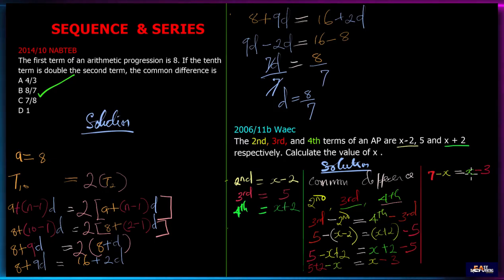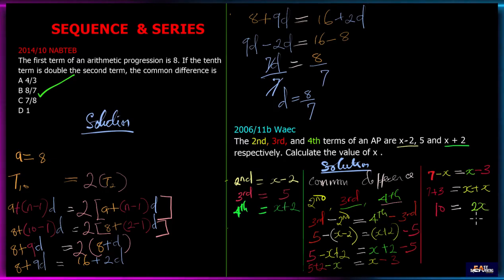We can now collect like terms, letters to letters, numbers to numbers. So here we have 7. The minus 3 crosses over and becomes plus 3, equals the x remains here, and the other x crosses over and becomes plus x. Here 7 plus 3 is 10, equals x plus x, which is 2x.